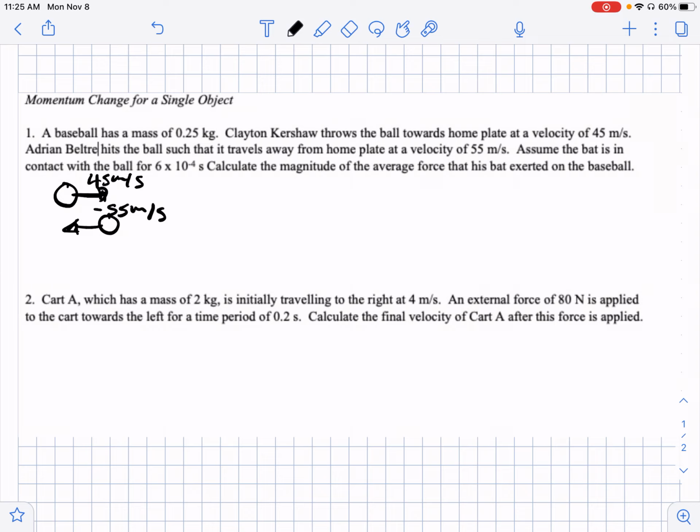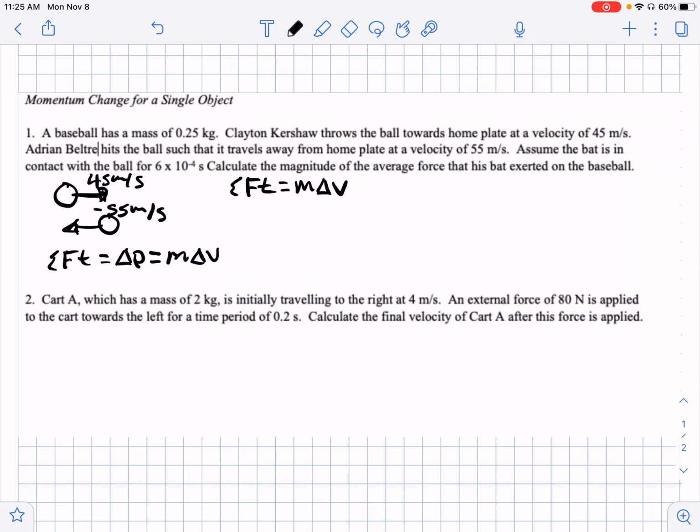And so for this one, remember an impulse, force times time, is equal to a change in momentum. And since this is a single object, the mass doesn't change on the object. The only thing that's changing is the velocity. So we can rewrite that as m delta v. Okay, so it's a change in velocity times the mass of the ball. And so we could rewrite that: net force times time, my impulse, is equal to m delta v.